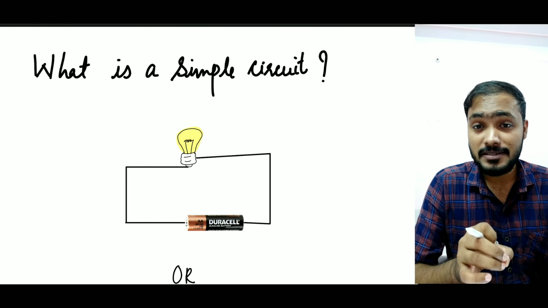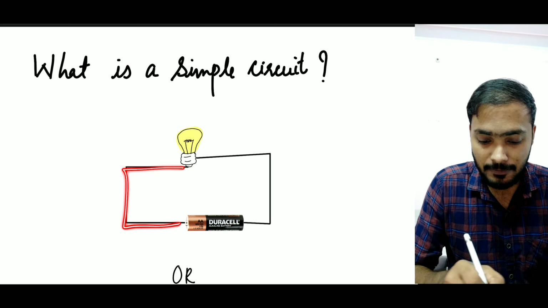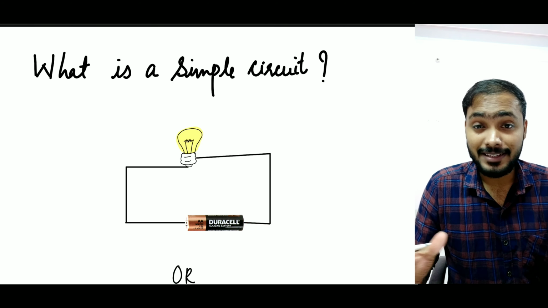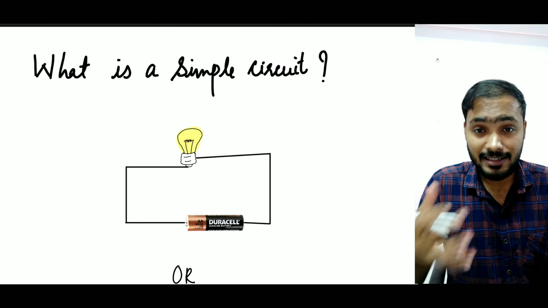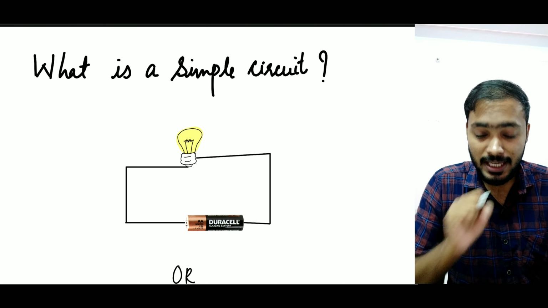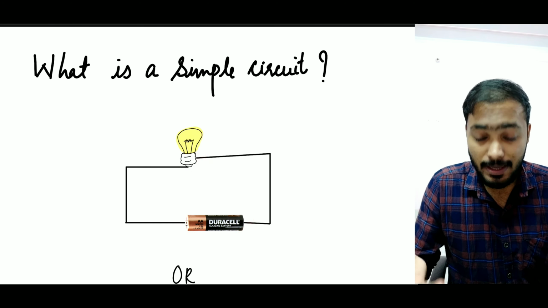In our simple circuit we'll be having a bulb, connecting wires, and a cell or a battery, right? In normal simple circuits there will be a switch also, which is included. But in this particular video we are not including that switch. So in our circuit we'll be having a bulb, a battery or a cell, and connecting wire.